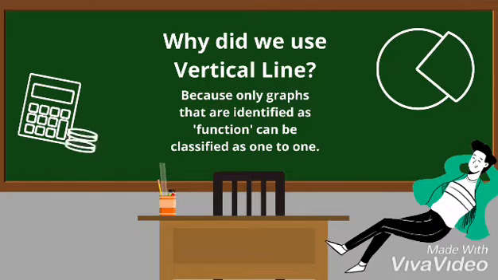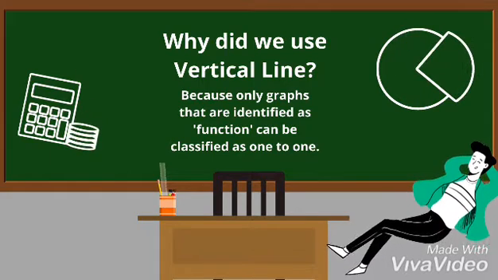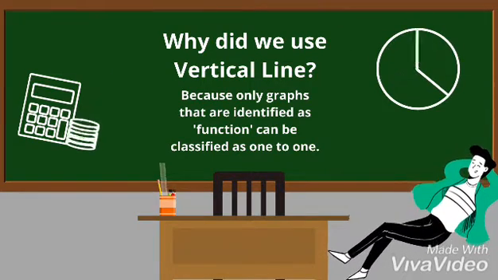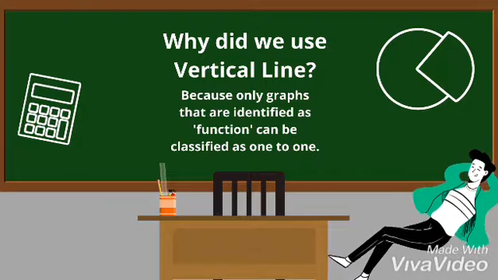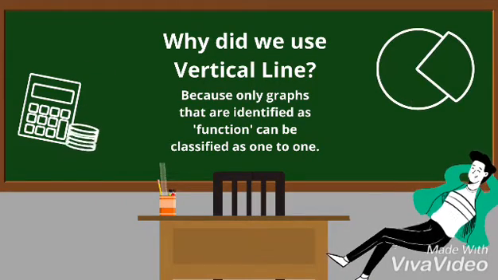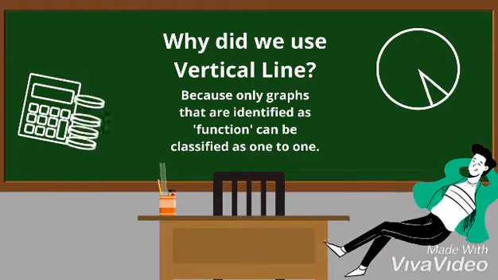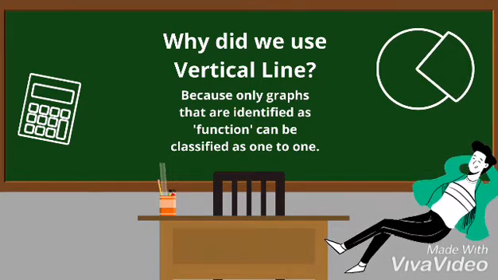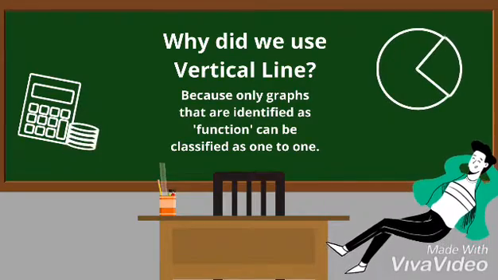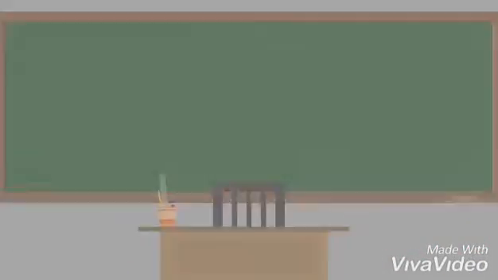Our lesson is about the horizontal line test. But why did we use the vertical line test? Even though we can do the horizontal line test without doing the vertical line test, we did that to identify if the given graph is a function or not. Because only graphs that are identified as functions can be classified as one-to-one.